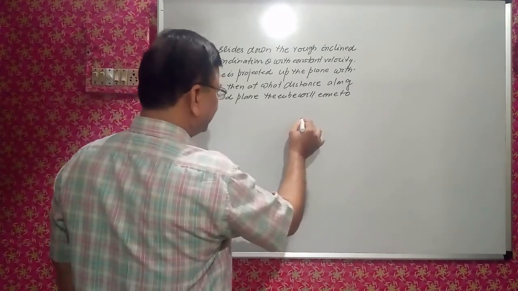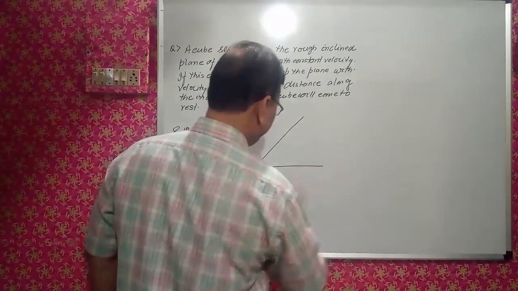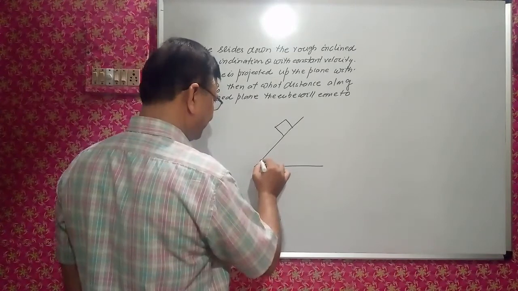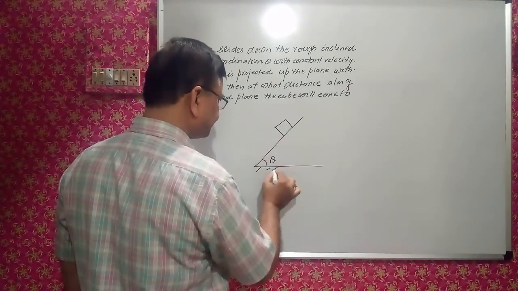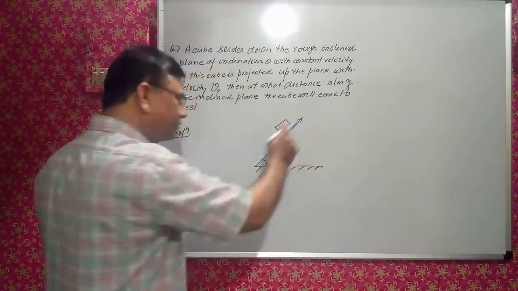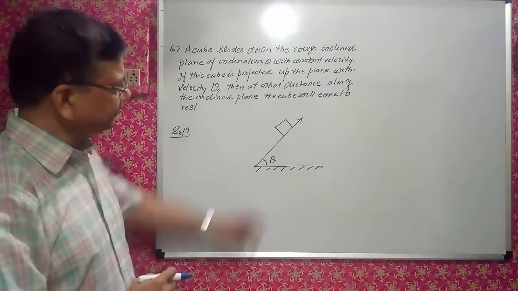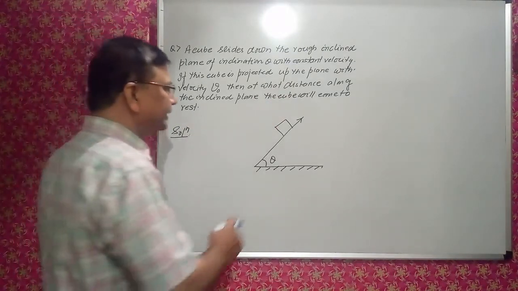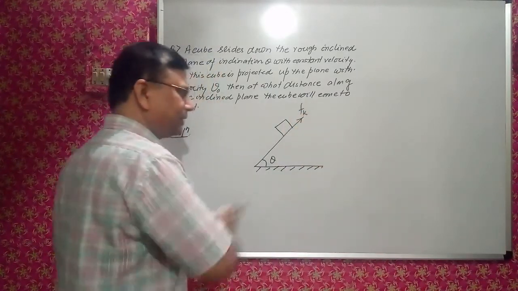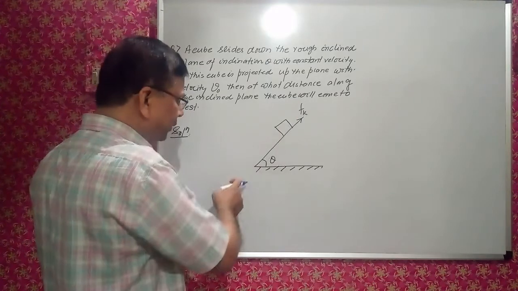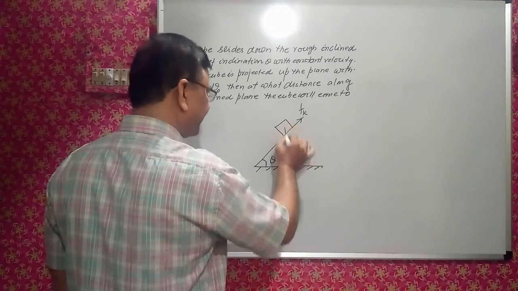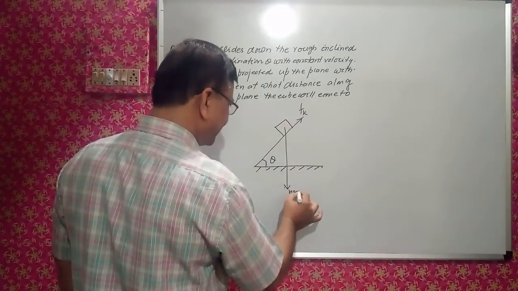What is given? This is an inclined plane. The object is kept on this. It is a rough inclined plane, and this angle is theta. Right? And since it is moving with constant velocity down the inclined plane, then kinetic friction will act. Fk will act in upward direction, and it is coming down, right? So what are the forces acting? Fk upward, and mg is acting downward.